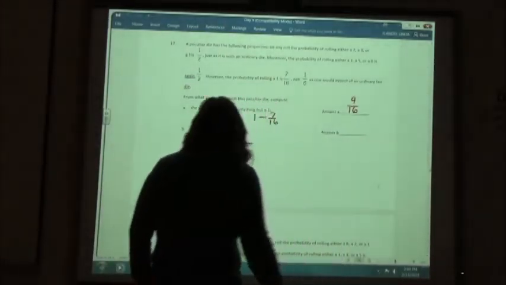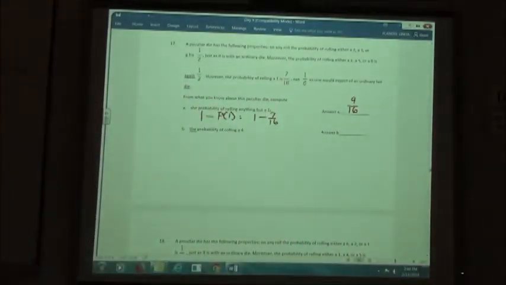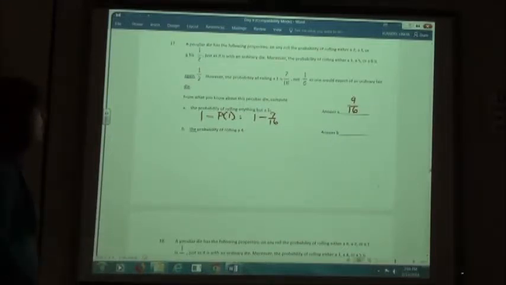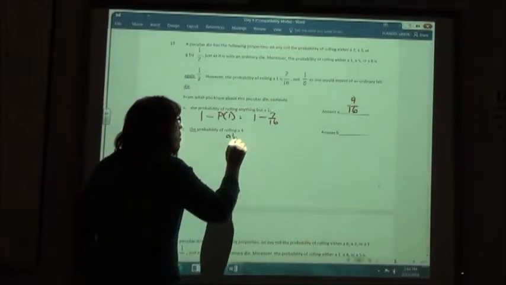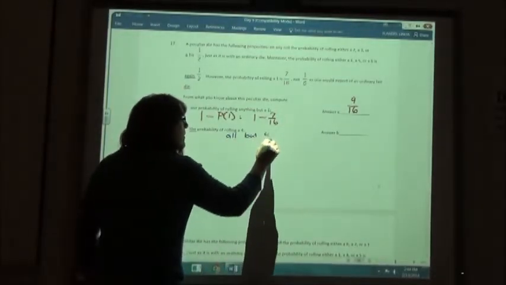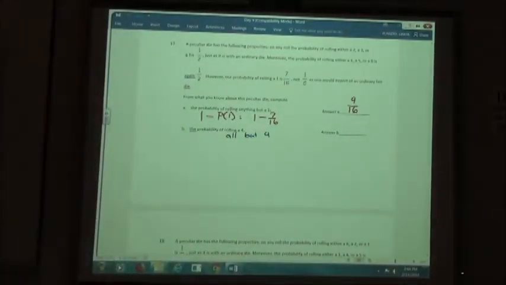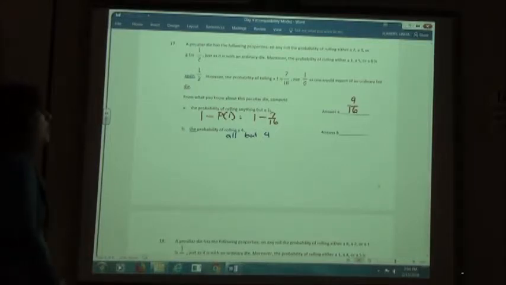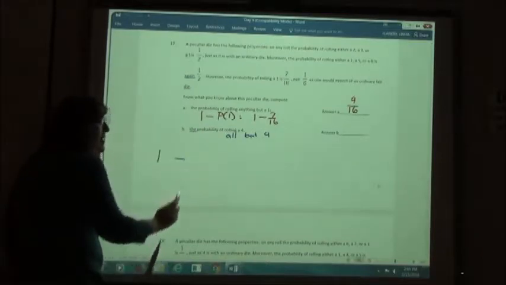The next one, we want the probability of rolling just a 4. Probability of rolling a 4. I don't have a 4 on any of my lists. So, what I want to figure out is the probability of doing all but the 4. Which means, again, I'm going to do 1 minus something.